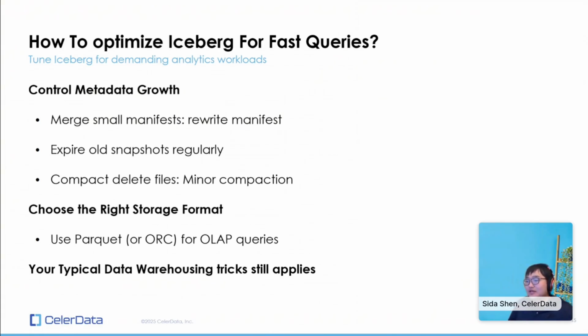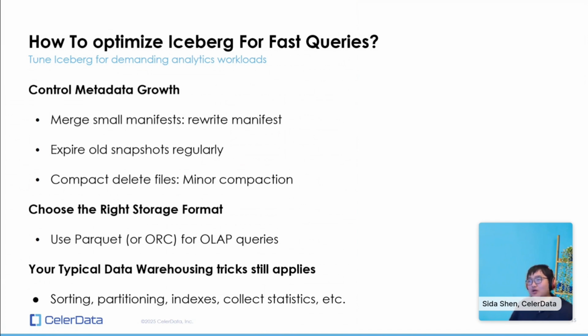And also, last in the end, your typical data warehousing tricks still apply. Things like sorting, partitioning, creating secondary indexes, and collecting statistics for your query engine's planner. All of those still apply. So use Apache Iceberg like it is a data warehouse, to optimize for your data warehouse performance.